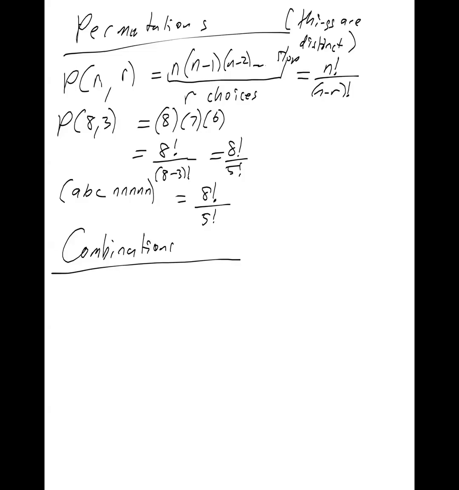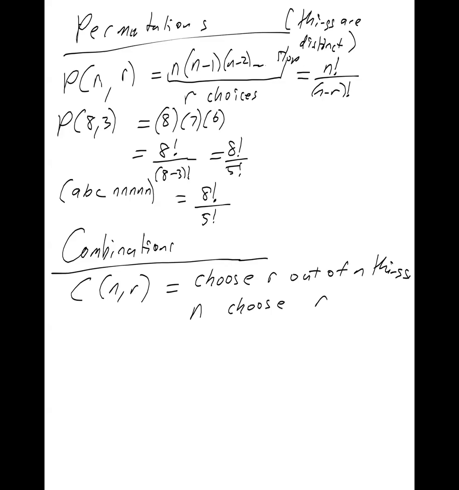Now let's talk about combinations, C and R. Combinations, if you have C and R, this is called choose R out of n things, or sometimes they just call it n choose r. In fact, if you go to Google and type in something like 10 choose 3, it understands what that means and it'll calculate it for you.